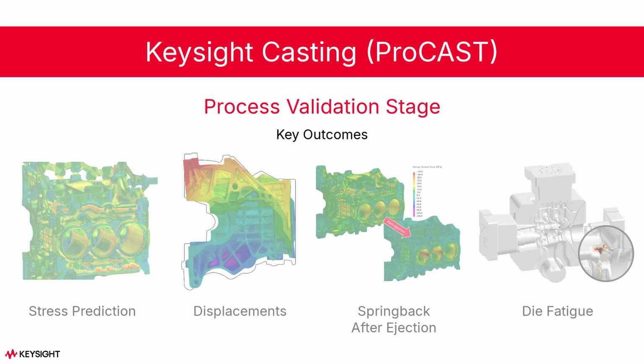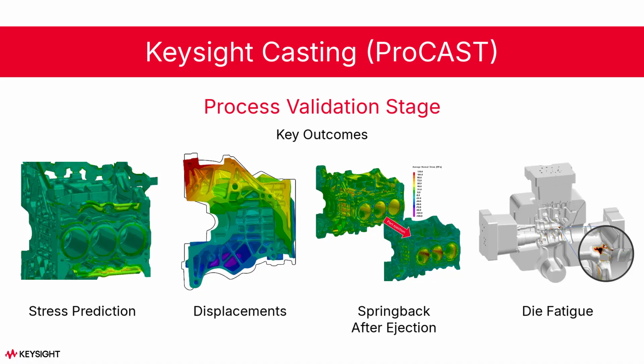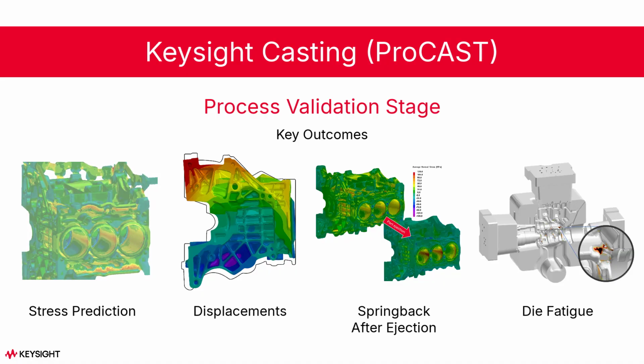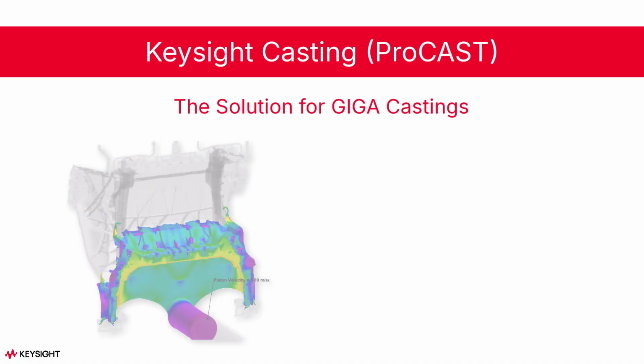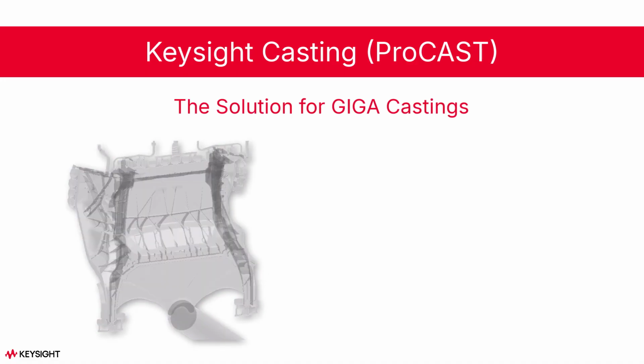Critical aspects to verify include stress distribution in the casting, global displacements caused by thermal effects, spring back after ejection, and die fatigue life. ProCAST is widely adopted in the automotive industry for its unmatched capability to model and analyze the gigacasting process.